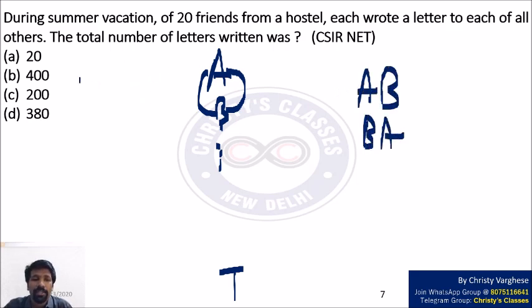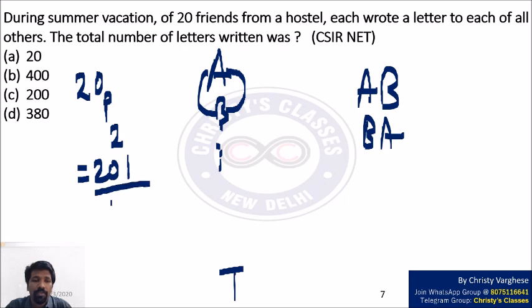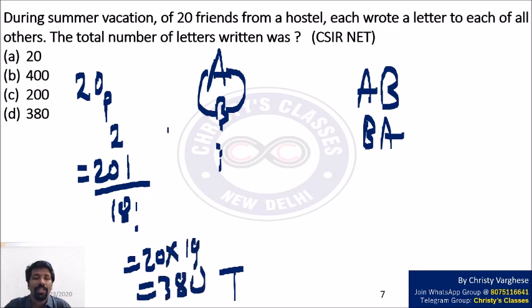When order matters, simply speaking, if you are thorough with the permutation idea, 20P2. 20P2 is 20 factorial divided by 20 minus 2, 18 factorial. When you cancel it, you will get 20 into 19, which is 380. That is the mathematical explanation. But logically, what is the idea? That also we will discuss.